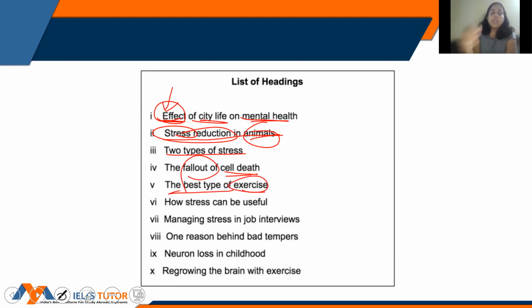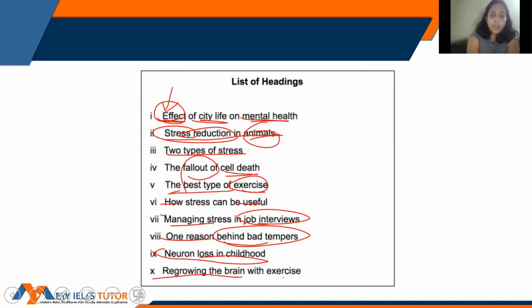The best type of exercise. Some exercise which has proved important. How stress can be useful. The importance of stress. How stress can be useful. Managing stress in a job interview. Okay. One reason behind bad tempers. Bad temper, or they can talk about fights, aggression. Neural loss in childhood. Okay. Loss of neurons in childhood. Regrowing the brain with exercise. Something is redeveloping, regenerating with exercise.